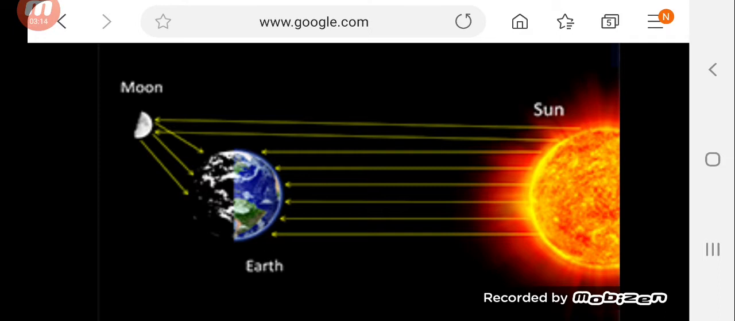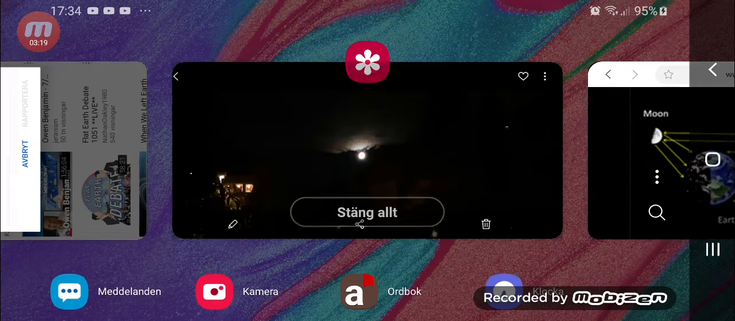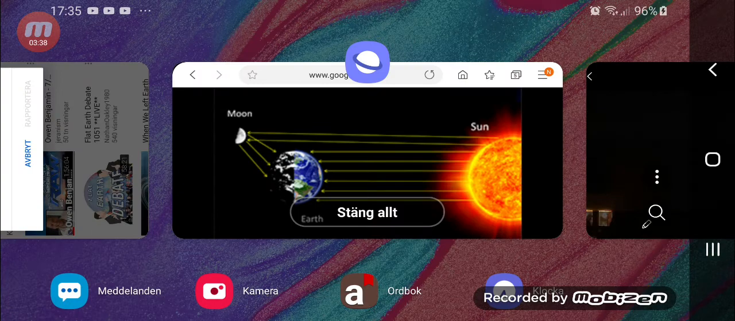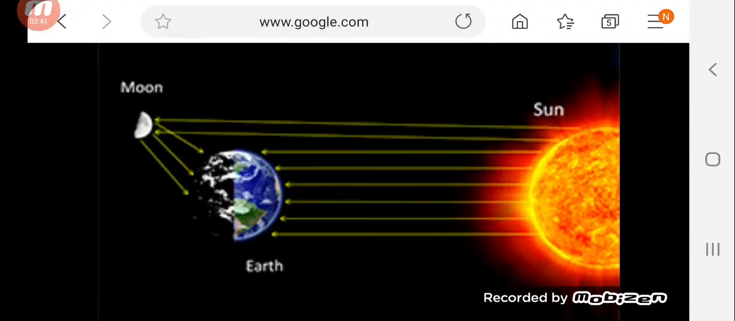So it's impossible to get pictures like this if the moon was 238,000 miles away. And while I'm at it, we'll look at some more issues, typical issues in the heliocentric model regarding the sun and the earth and moon.